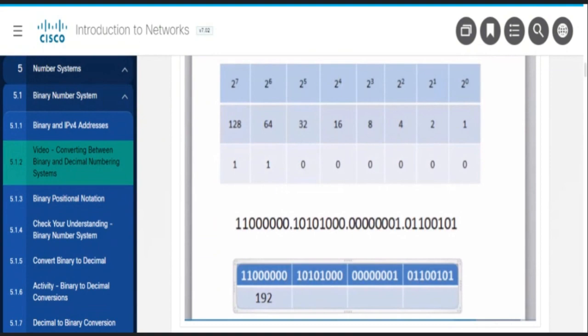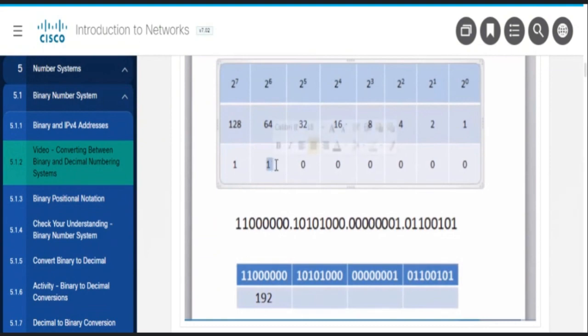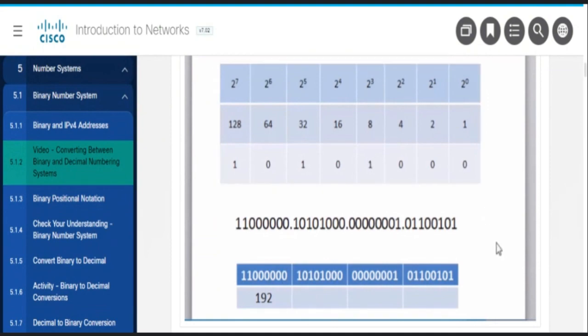Now, the next octet has 10101. Let's do that one. 1, 0, 1, 0, 1, and then all zeros. If we count up the numbers, 128 plus 32 is 160, plus 8 is 168. The next octet is all zeros with a 1 in the ones place. This is easy. This is the number 1. All zeros and a 1 in the ones place makes the number 1.